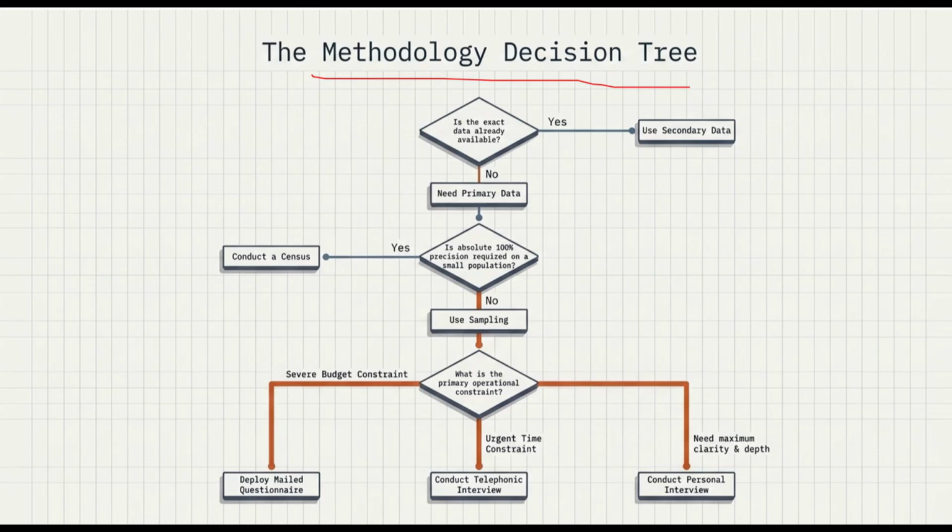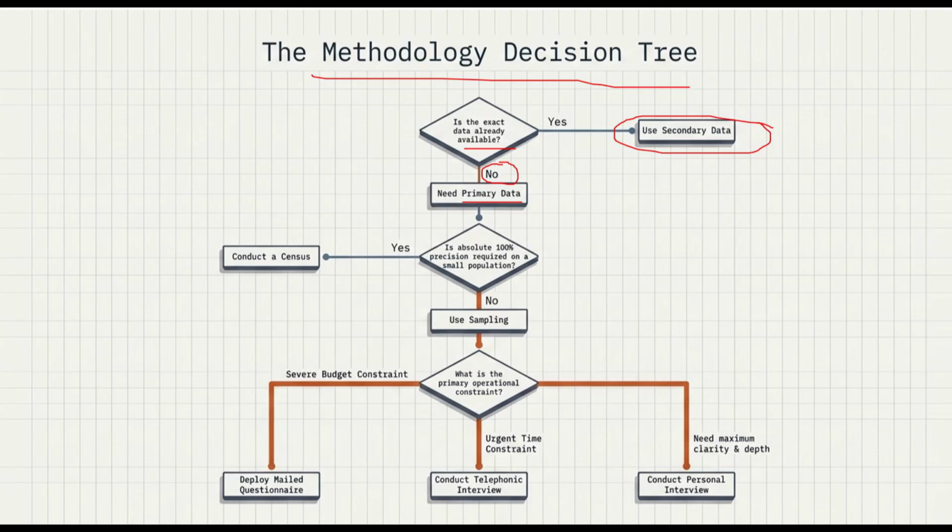So let's dig into detail. First, what is the question we have to face? Is the exact data already available? If yes, we will directly use the secondary data. And what if the data is not available? Mostly it won't be, right? Because nobody is going to conduct a study for our research purpose. So if our research requires specific data, definitely we'll have to collect the primary data.